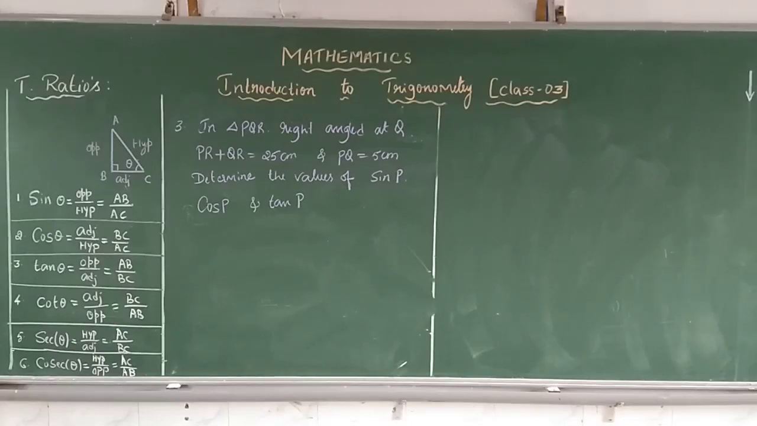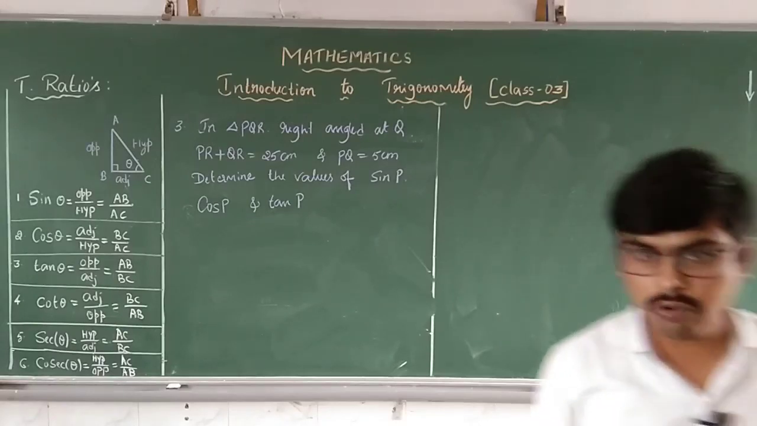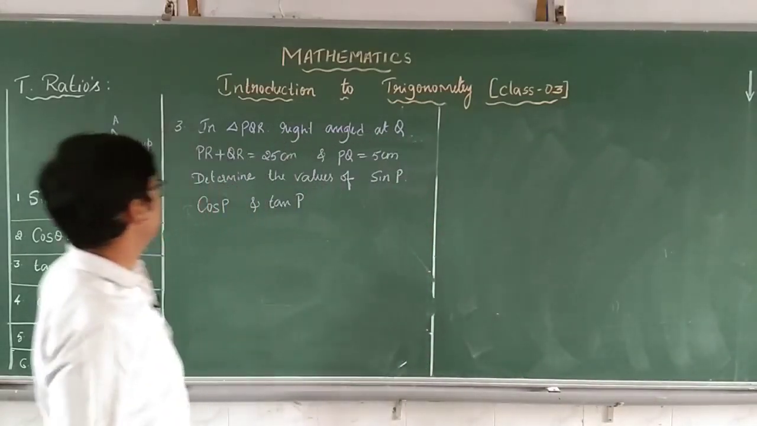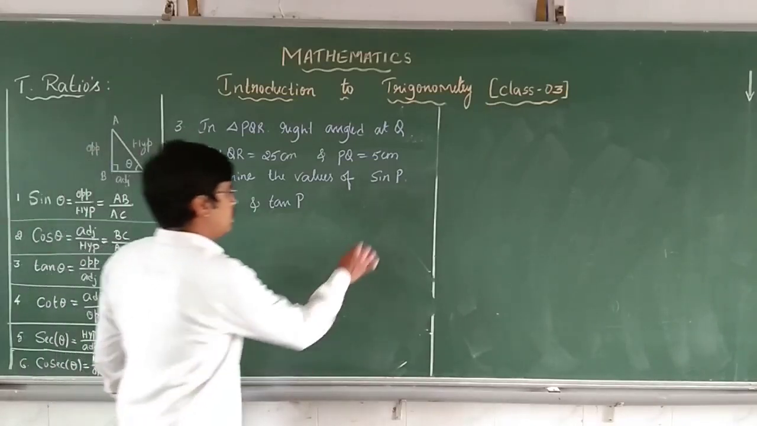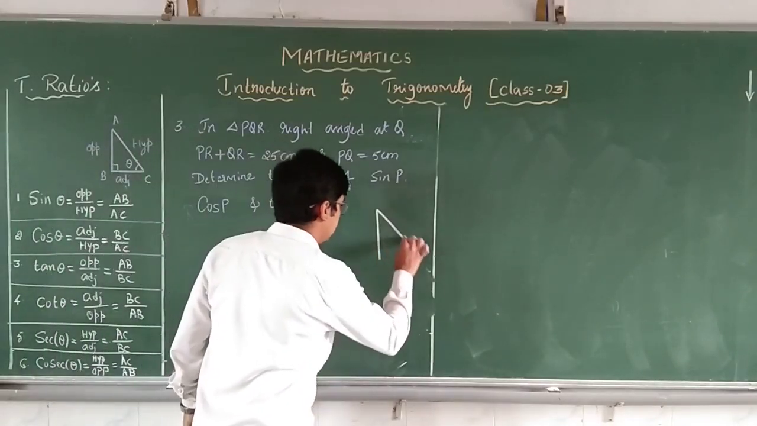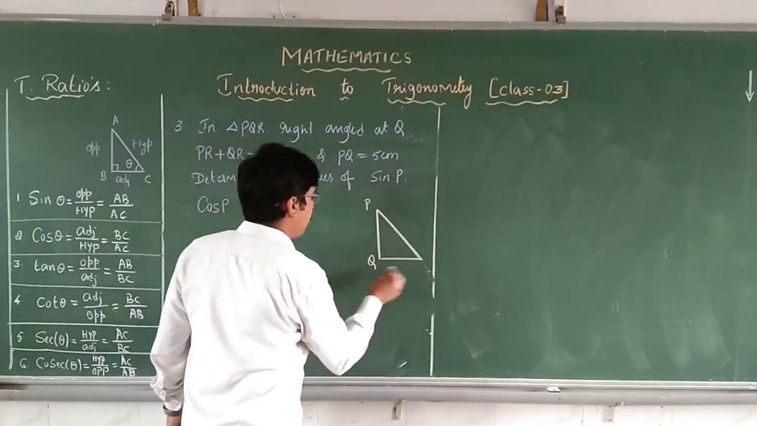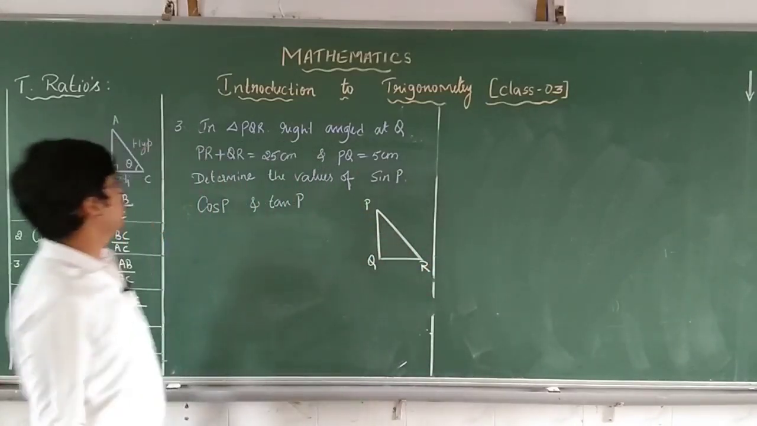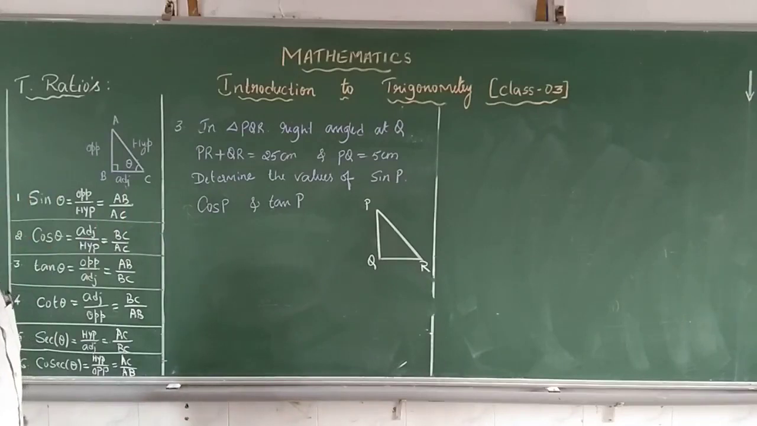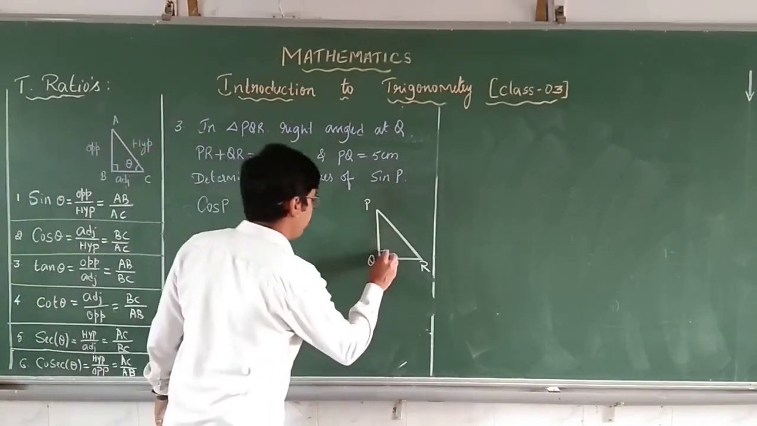The next problem is like this. In triangle PQR, right angled at Q, we have a triangle PQR, right angled at Q. Let me write the triangle. If you write the triangle, then it is very easy to apply the Pythagoras theorem. So triangle PQR, right angled at Q. At Q we have 90 degrees.